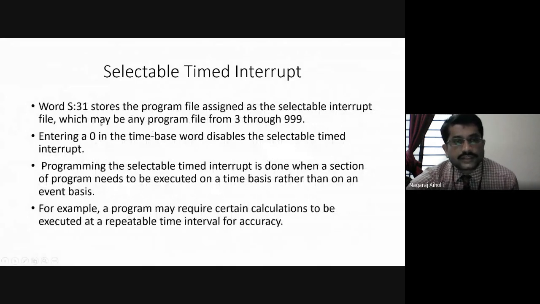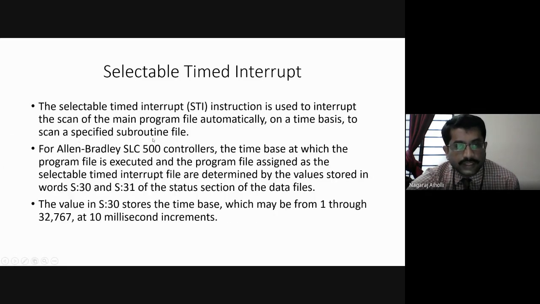Word S:31 stores the program file assigned as a selectable interrupt file, which may be any program file from 3 through 999. In S:30, we are storing the time, for how much time the interrupt subroutine should repeat. For how much time the calculation should be done for the PLC is decided by the time value stored in S:30.